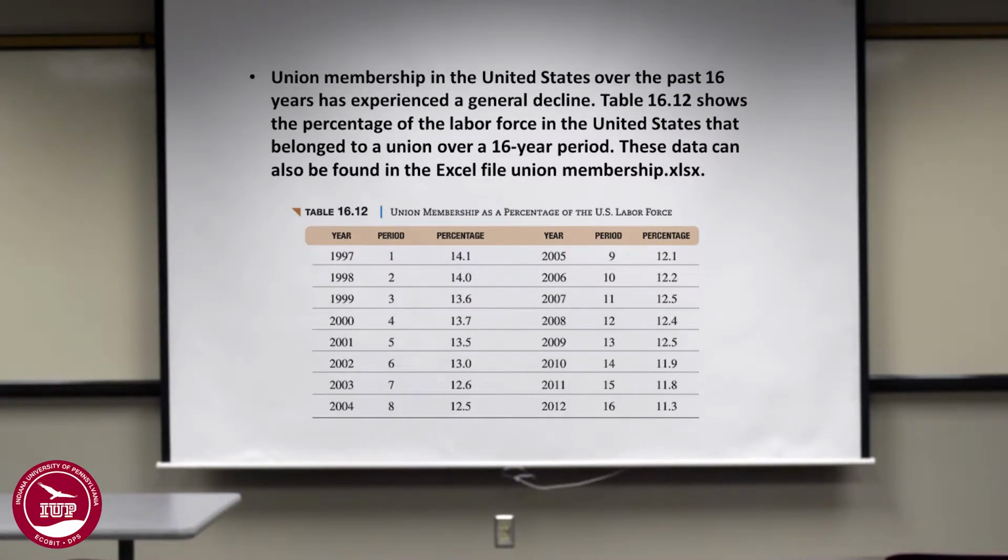Union membership in the United States over the past 16 years has experienced a general decline. Table 16.12 shows the percentage of the labor force in the United States that belongs to a union over a 16-year period. This data can also be found in the Excel file unionmembership.xlsx.